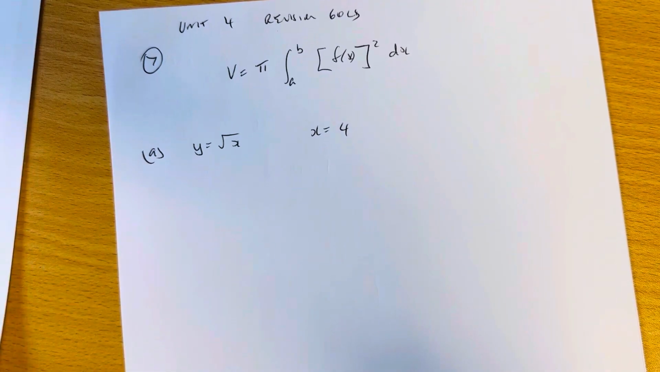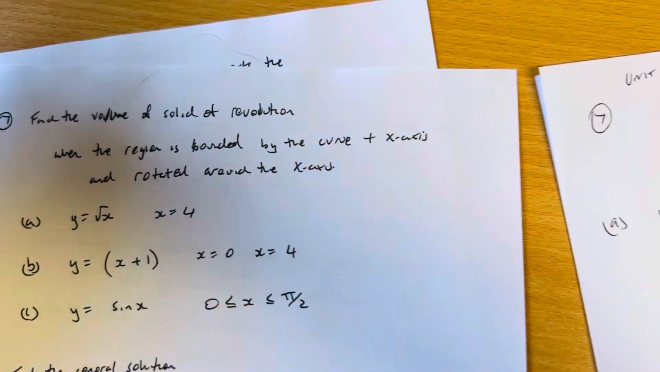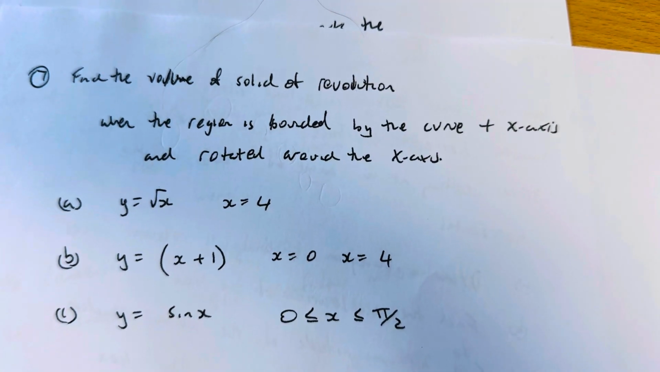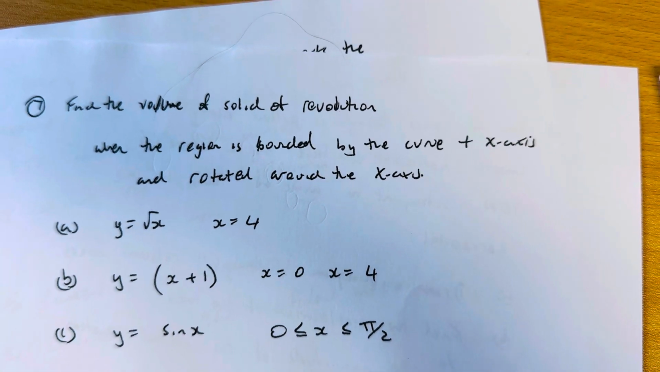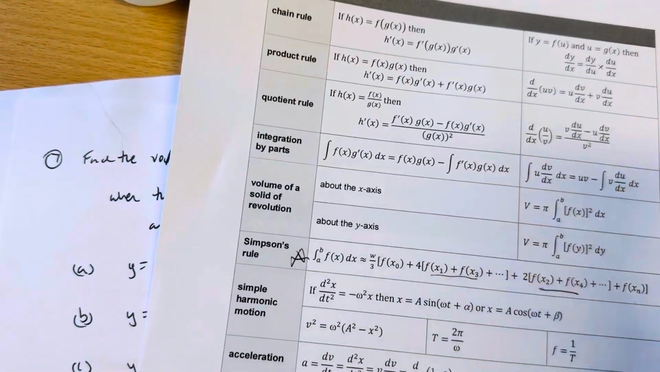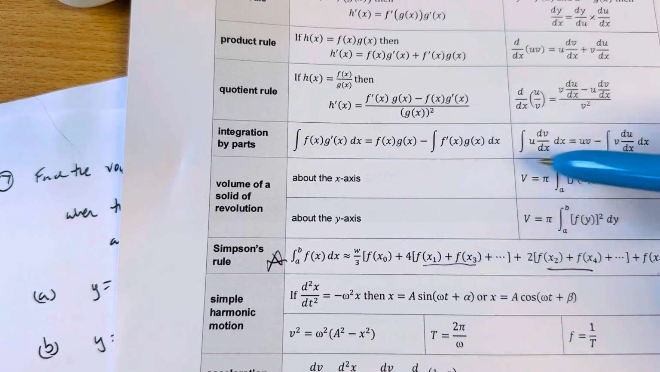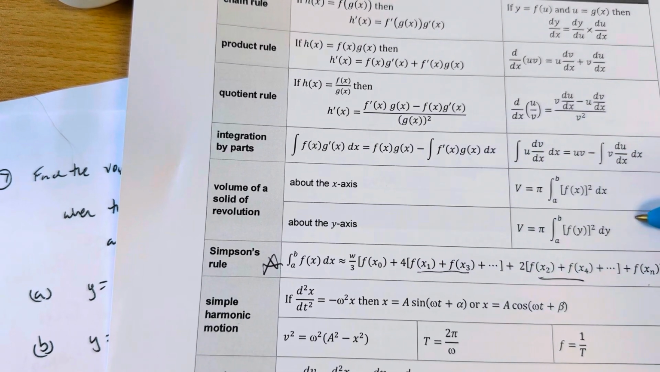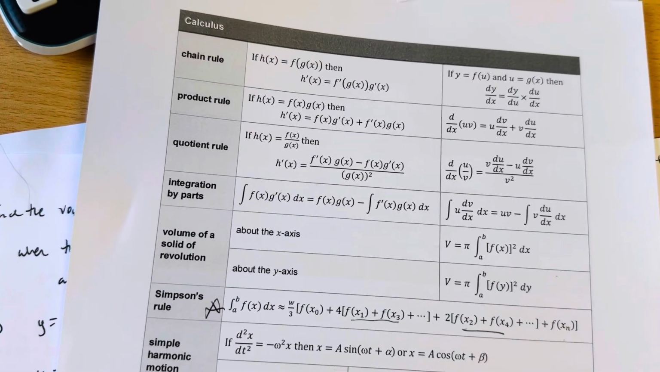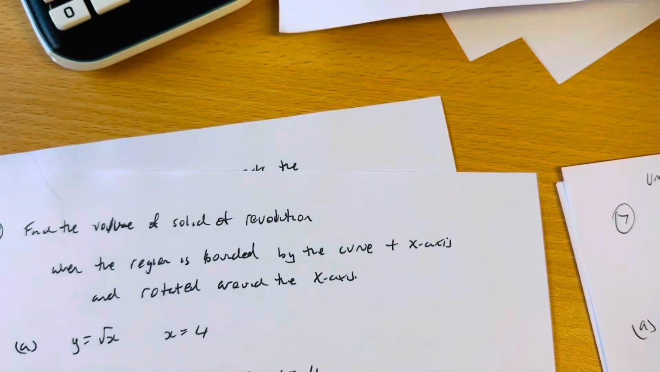Okay, so we're going to do Unit 4 revision goal, question 7. Question 7 is practicing doing volumes of solids of revolution around the x-axis. Now on your rule sheet, you have the rules for around the x-axis and you have the rule for around the y-axis. So that's always really important to determine in a question: which axis am I revolving around? These are all for the x-axis.